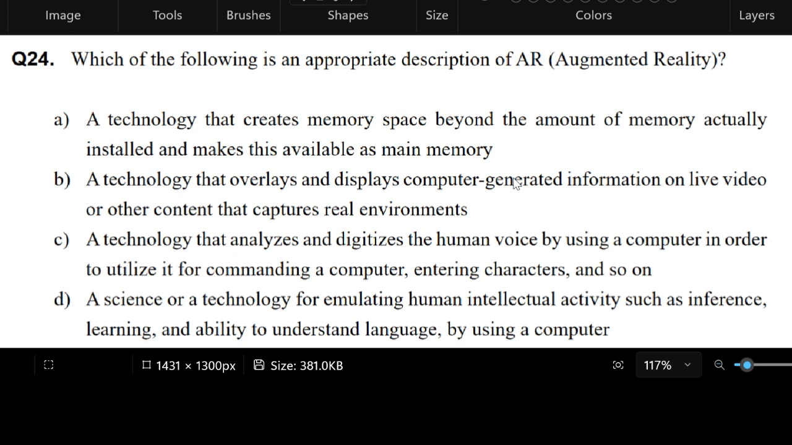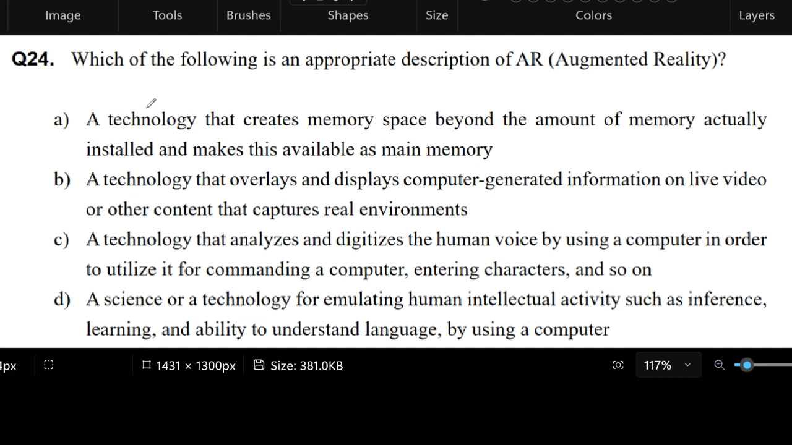Question number 24 of the ID password exam from PhilNITS. In this question, we are being asked, which of the following is an appropriate description of AR, or augmented reality? The way to answer this question is to read each of the statements and then choose from among the choices the best answer. So let's look at the first statement.